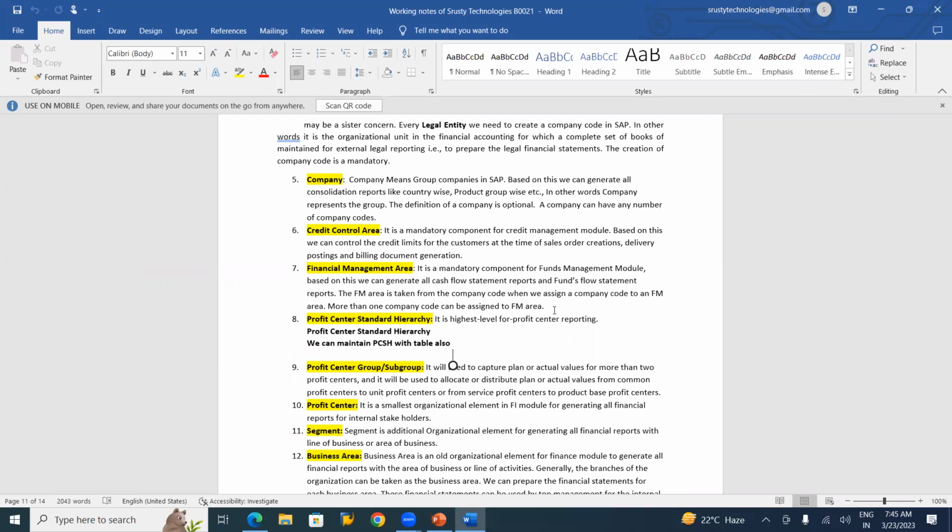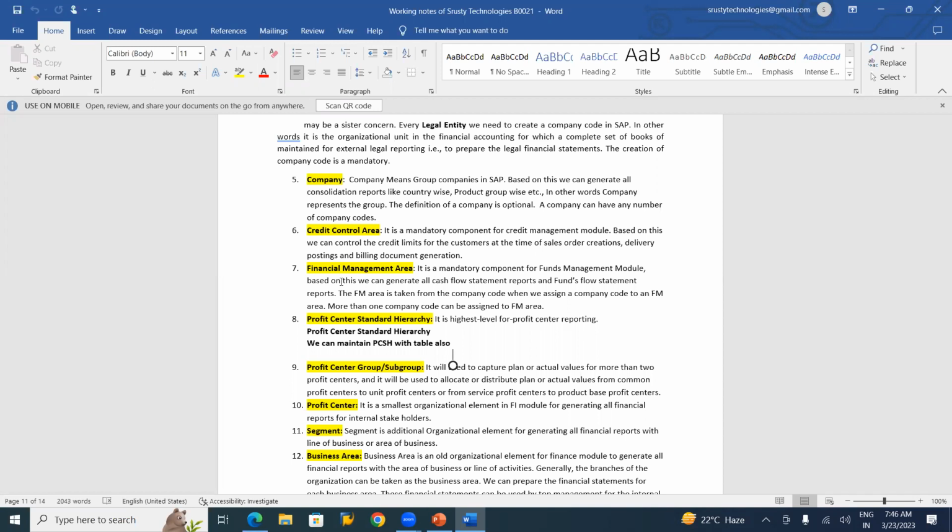To generate, as mentioned here, reports like your cash flows and your funds flows. To generate those reports, we will configure the financial management area. Without configuring FM area, we cannot generate any cash flows and funds flows. So what do you mean by cash flow statements and funds flow statements? We are going to discuss in depth.